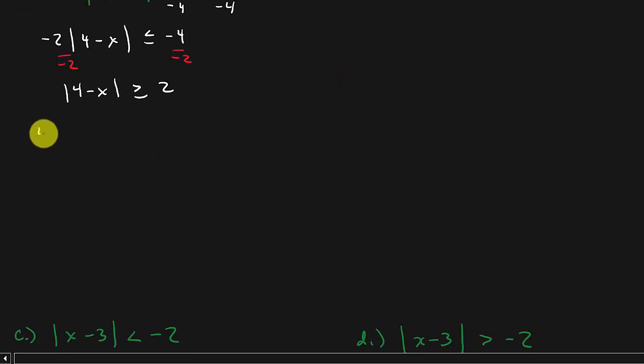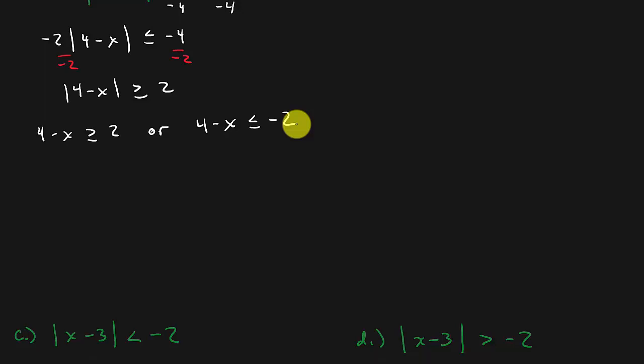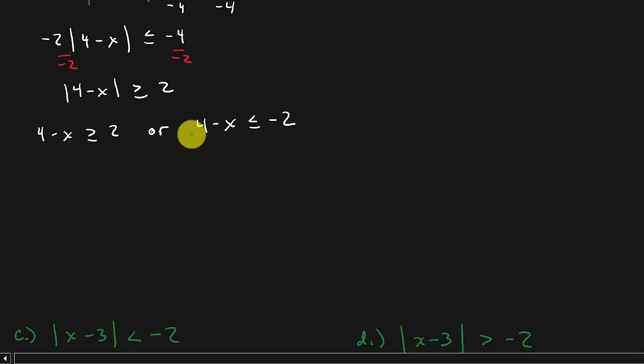We get what? 4 minus x is greater than or equal to 2. Write it without the absolute value. Or, and then write it again, but reverse the symbol and change the sign of k. And that's how you do it. And now this is similar to one we worked earlier, right? So we just solve each one.